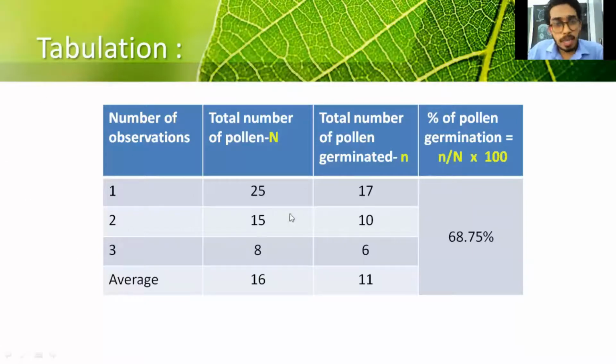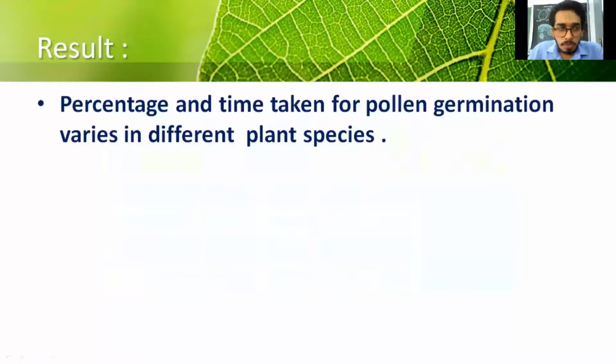Since I have taken 3 readings, I have added them and divided by 3, so that means I have taken an average. These are the readings which I got, and I have found the percentage of pollen germination. Next, the result: the percentage and time taken for pollen germination always varies from plant species to species.